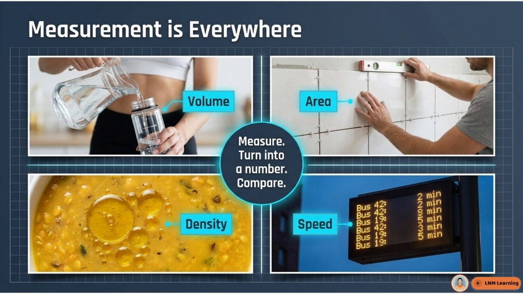Measurement is everywhere. Now look around you. Filling a water bottle, that's volume. Tiling a floor, that's area. Oil floating on your dal because oil is less dense than water, density. Catching a bus on time, speed. Everyone works the same way. Measure it, turn it into a number, and then compare. That's the real superpower of a scientist. Not memorizing, but measuring the ordinary world and reading what the numbers say.